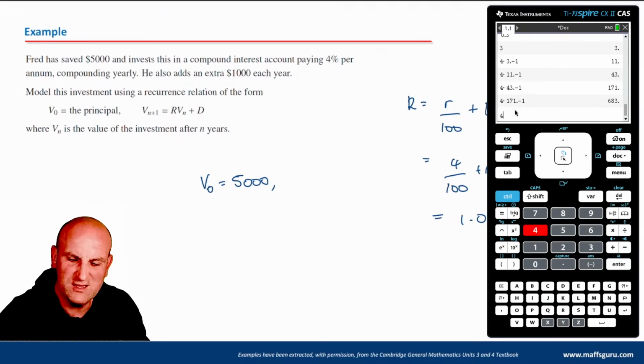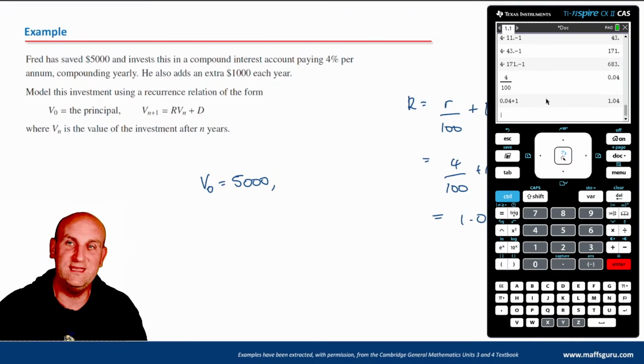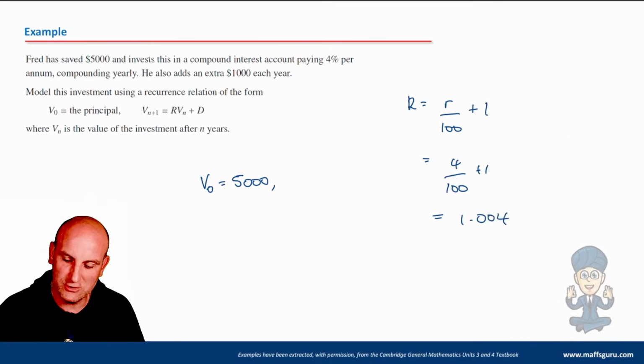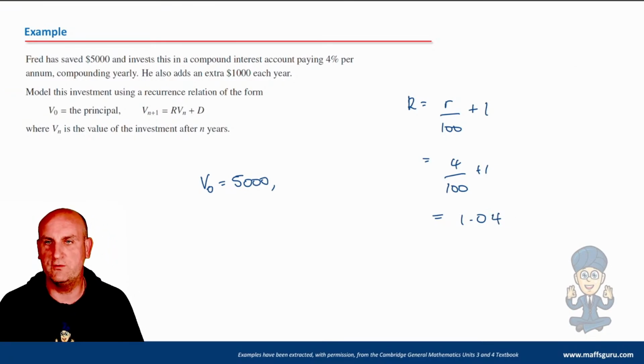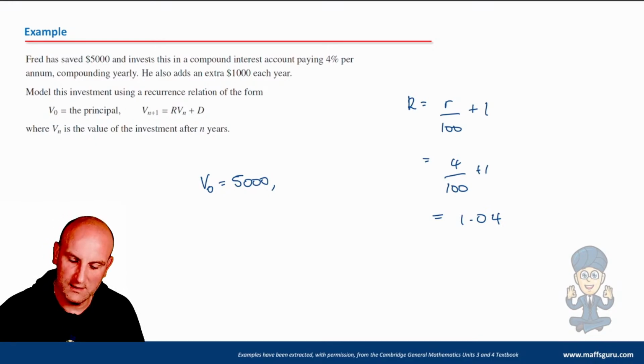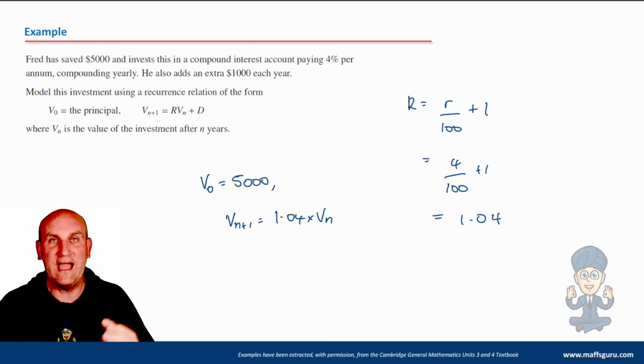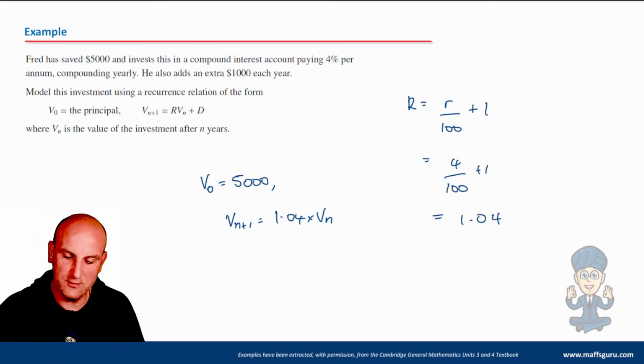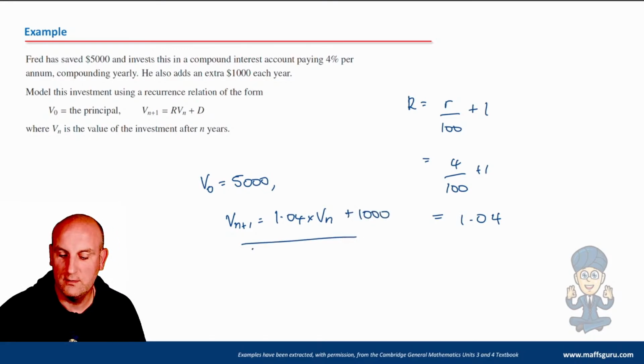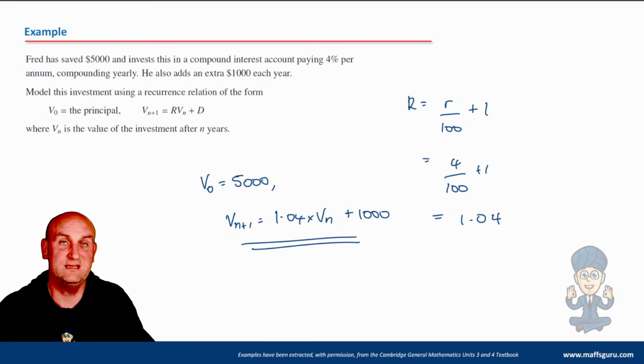And again, I'm just checking that. My head is telling me, are you sure? Don't make a mistake. Plus 1, 1.04. There you go. Damn, making a stupid mistake like that could have cost me huge amounts in an exam. But there's my multiplier. So we get V of n plus 1 is equal to R, which is 1.04, times V of n. Now in this situation, I'm adding $1,000 each time. So we're going to have plus 1,000. Job done. It was that easy.